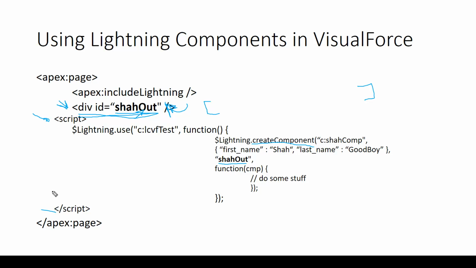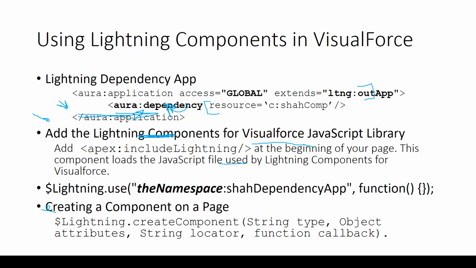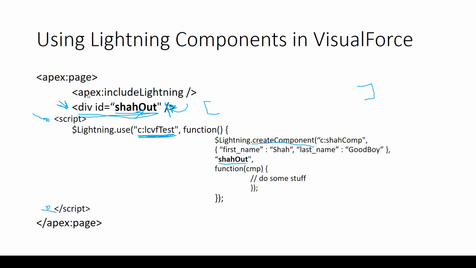Then have your script function, Lightning.use, taking two parameters. My app is the short dependency app you have created, whatever application you have created, that goes here. Then a function, and it is calling the createComponent function with four parameters.